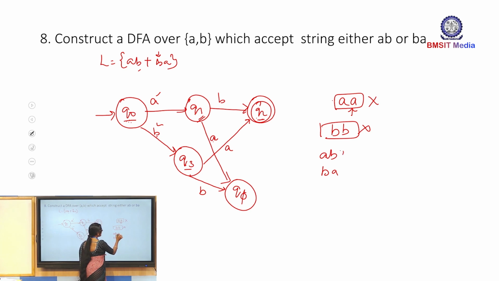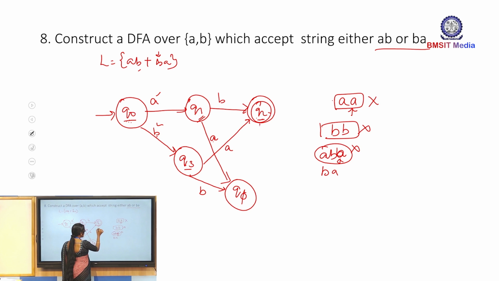Now, being in this state, if I see an A here as the third input symbol, just this part of the question is very important. You can see that it cannot accept this. Or suppose there was a B here instead of A, that should also not be accepted. So being in the state Q2, if I see an A or a B, either after accepting AB or BA, I should ensure that it is moved into the trap state.